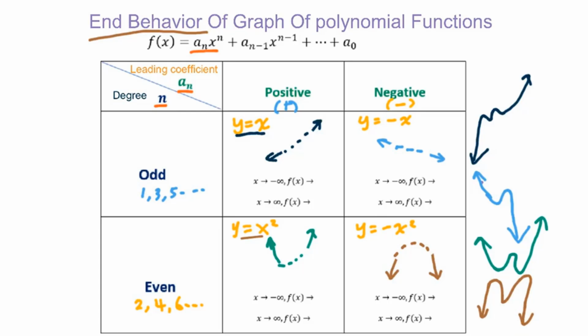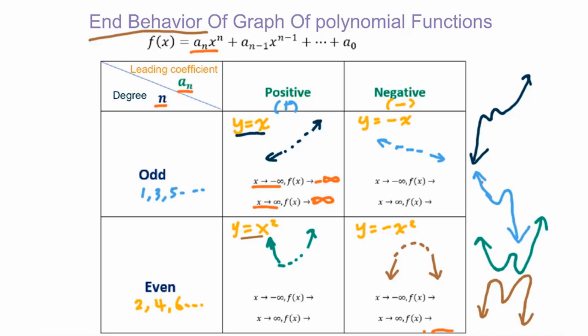Now let's talk about end behavior. For x goes to negative infinity, meaning when x goes to the very left side, f of x is going down, that's negative infinity. When you see the arrow going down, that's negative infinity. When x goes to positive infinity, the graph goes up, so f of x goes to positive infinity.